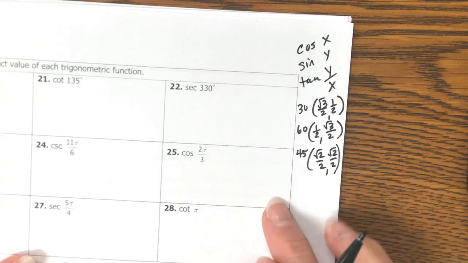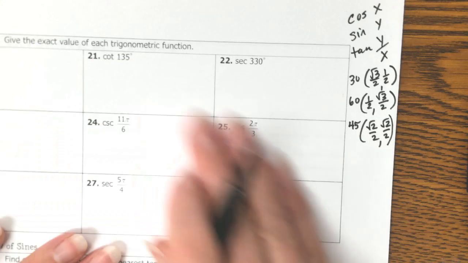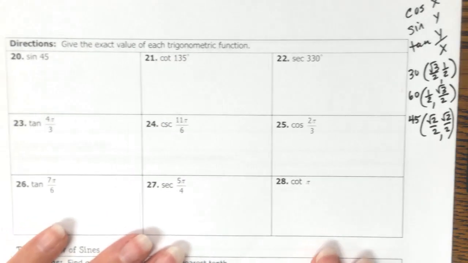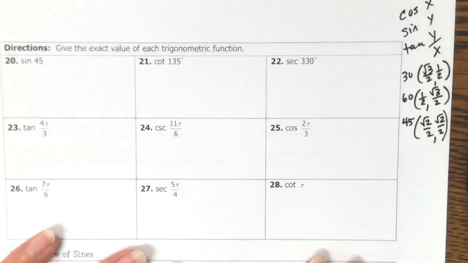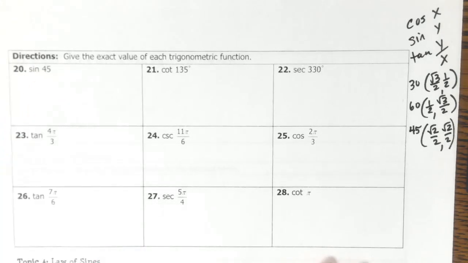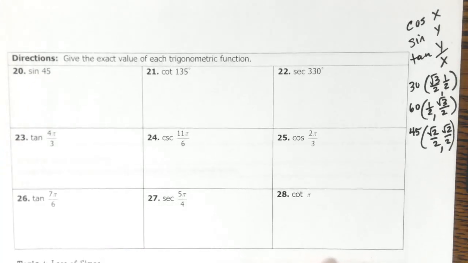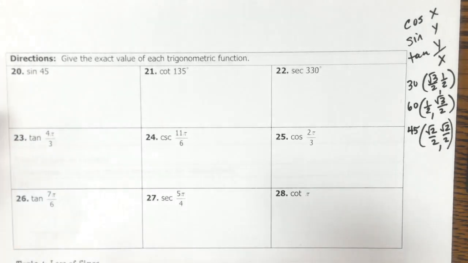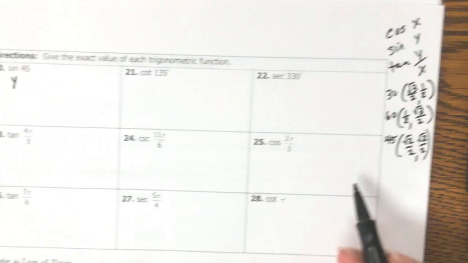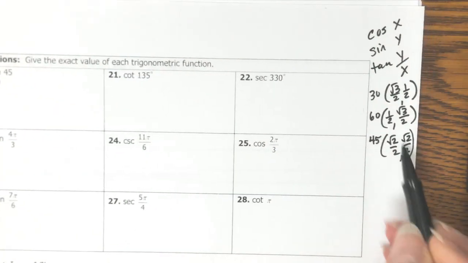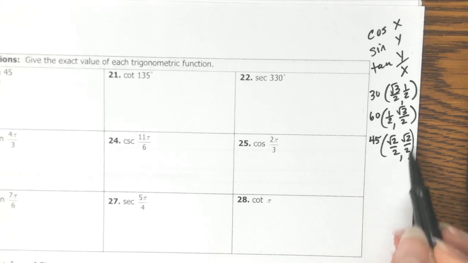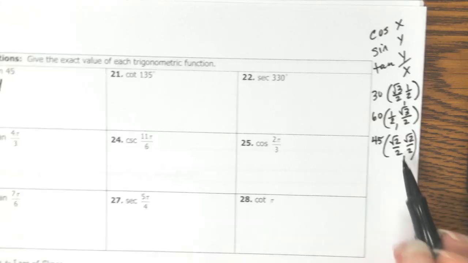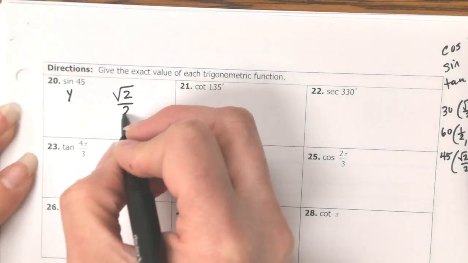Now, if you know this, you should be able to answer these. I'll start with one that's a little bit easy, number 20. It says sine of 45. Well, sine of 45 means the y value of 45. The y value is right there, radical 2 over 2. And that is the answer they are looking for.